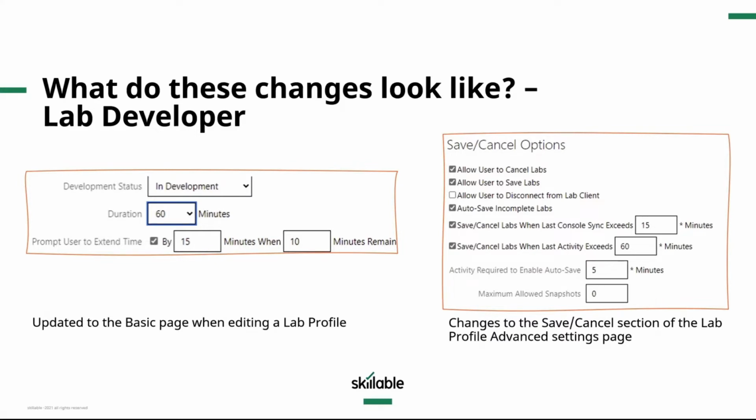The other place where there have been changes, as I mentioned, is the advanced page. The first thing on the advanced page in the save and cancel options is that you'll notice the prompt to extend time option is removed. That's been removed because we've moved it to the basic page. Tricky question: can anybody else spot what other option has been removed? There used to be an option on that page which said how much time did you want to allocate to a resumed lab?